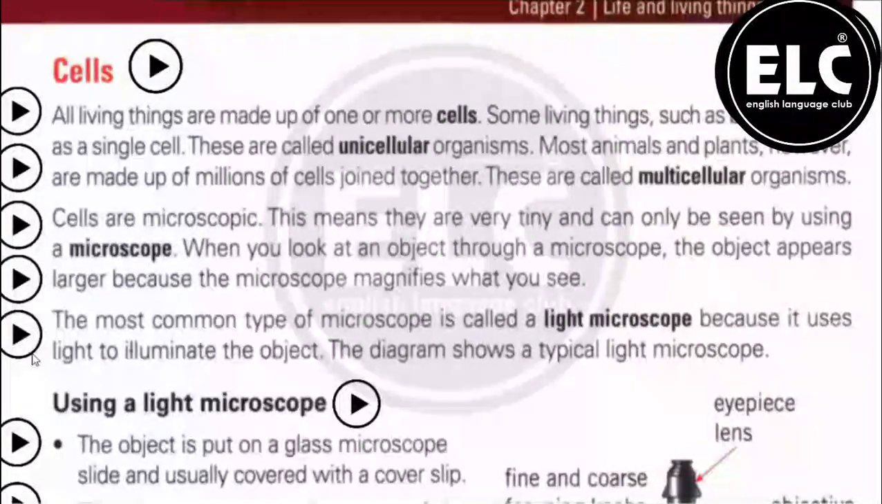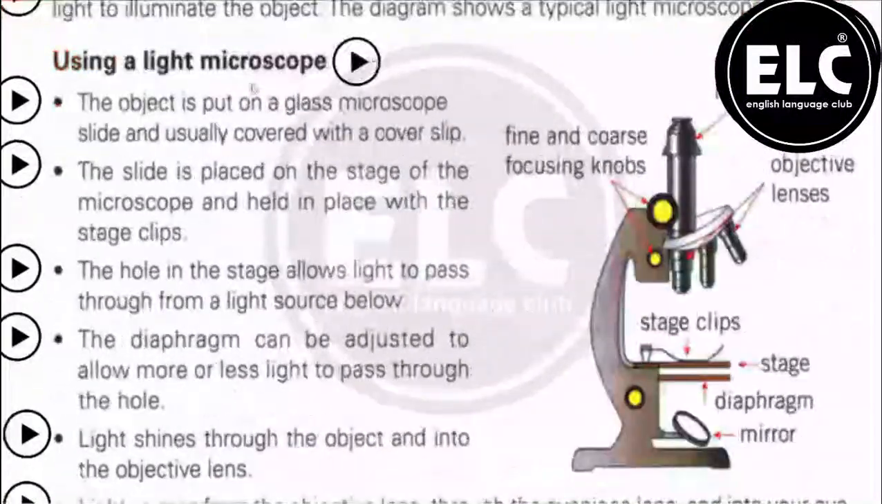When you look at an object through a microscope, the object appears larger because the microscope magnifies what you see. The most common type of microscope is called a light microscope because it uses light to illuminate the object. The diagram shows a typical light microscope. Using a light microscope, the object is put on a glass microscope slide and usually covered with a cover slip.